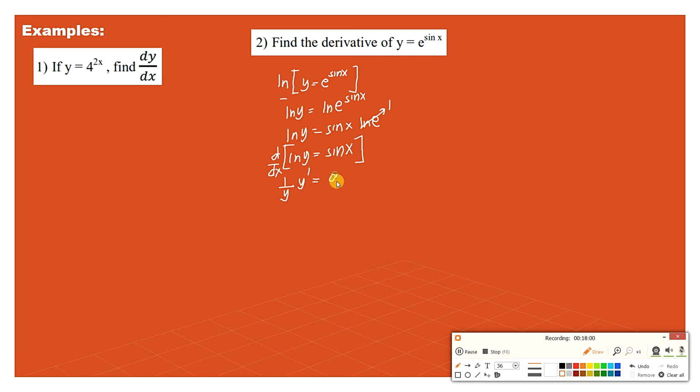Derivative ng sin x is cosine x. dx over dx is 1. So, cross multiply si y. So, y prime is equals to y cosine of x. And what is the value of our y? Our value of y is e raised to sine x times cosine x. So, same answer din. Okay, so again, kung hindi memorize ang exponential, dapat memorize ang logarithm para maging maayos.